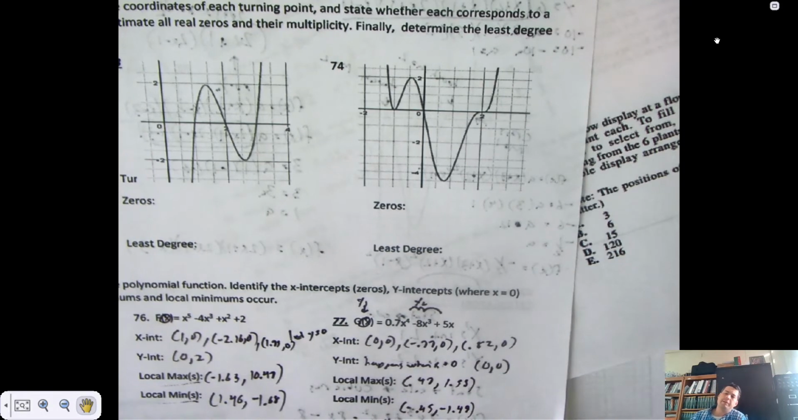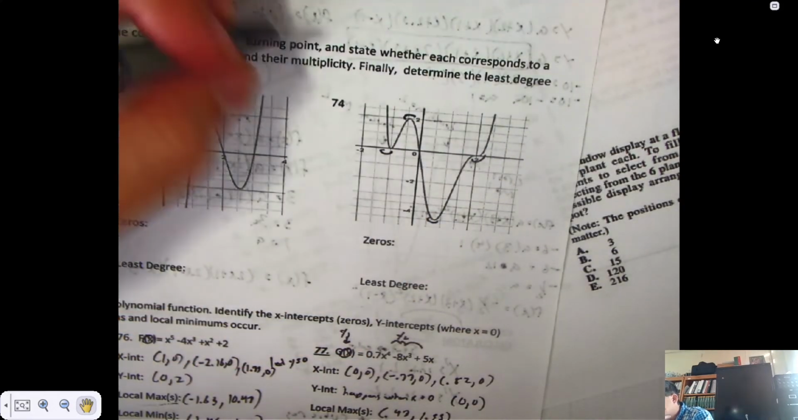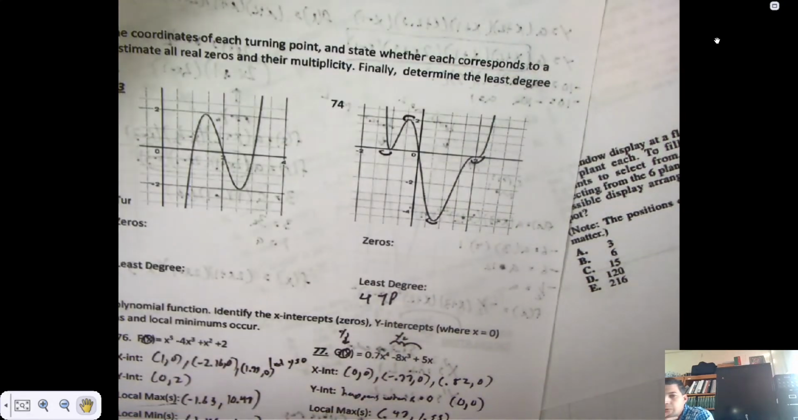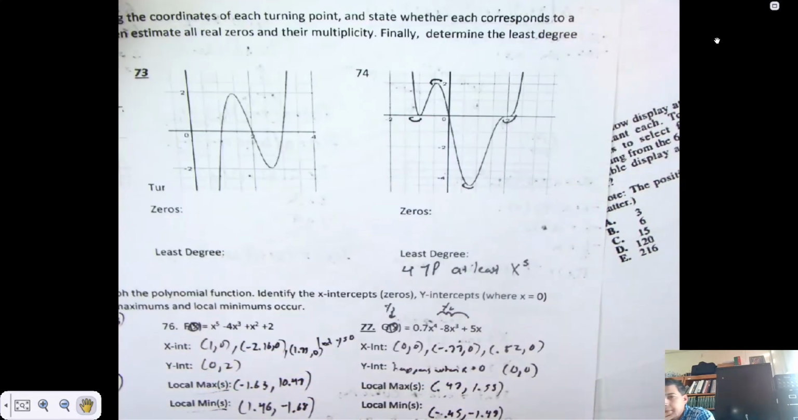74 is analyzing. You are supposed to analyze the graphs below by estimating the coordinates of each turning point and state whether each corresponds to a local max or local min. Then estimate all real zeros and their multiplicity. Finally, determine the least degree. 74 has 1, 2, 3, 4 turning points, which means the least degree it can be is at least x to the 5th.